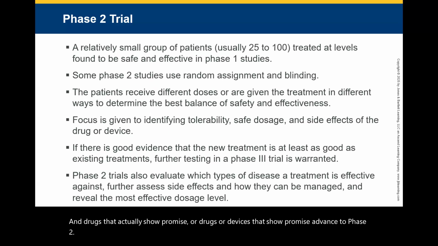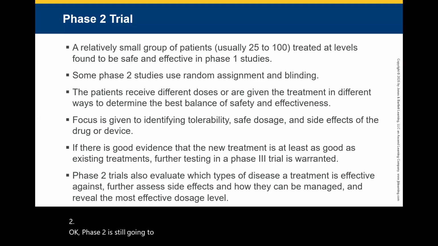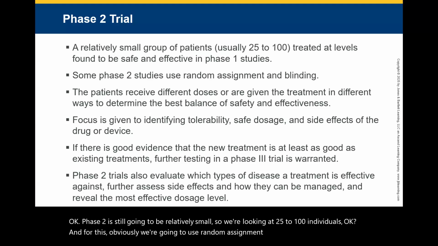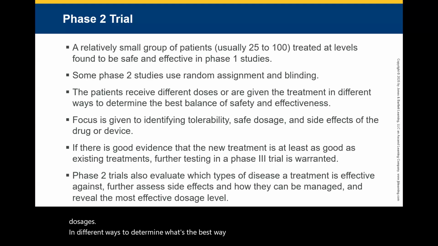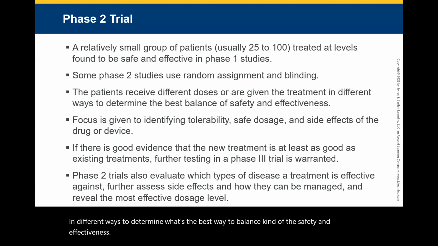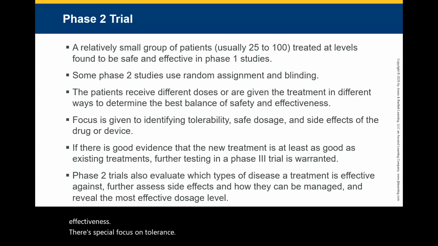Okay. Phase 2 is still going to be relatively small. So we're looking at 25 to 100 individuals. Okay. And for this, obviously, we're going to use random assignment and blinding. And we're looking at different dosages. Okay, so they might be given different dosages in different ways to determine the best way to balance safety and effectiveness. There's special focus on tolerance, once again, the safe dosage, and side effects.